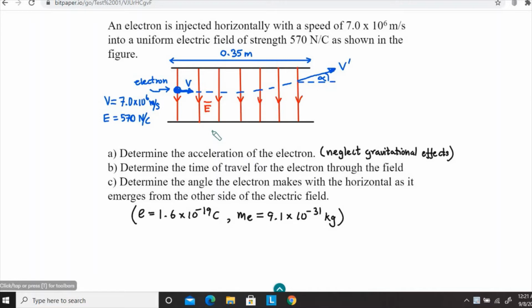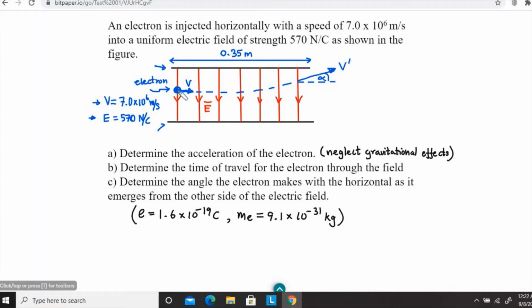So there's an electron which is injected horizontally with a speed of 7 times 10 to the power 6 meters per second into a uniform electric field that has a strength of 570 newtons per coulomb. So that's the strength of the electric field. As shown in this figure, the uniform electric field is set up by these two parallel plates, and the electric field is pointing in the downward direction.